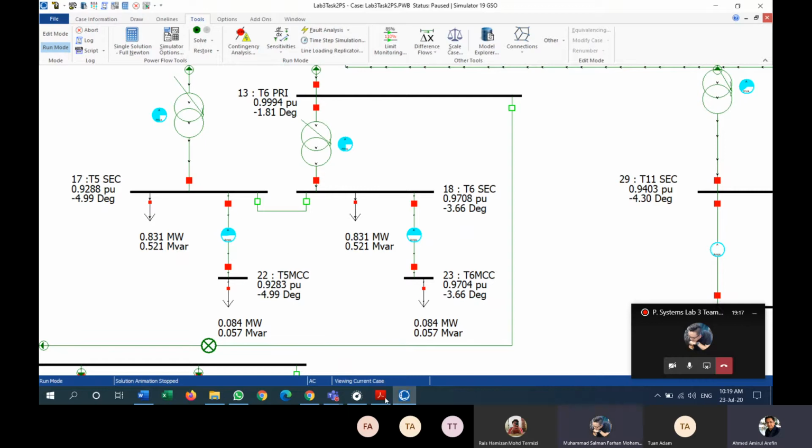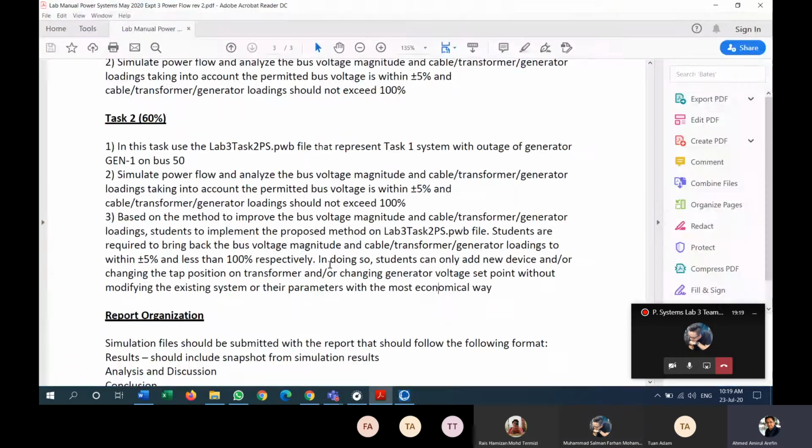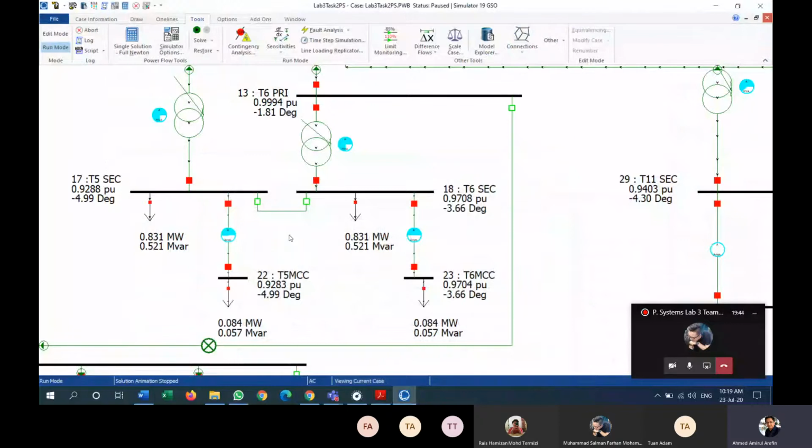Transformer. Okay, but you can see they already said what you have to do. They said that you can add a new device, and also you can change the tap position of the transformer, or you can change the generator voltage set point. So the answer is already there. These three lines are the answer. You have to understand all those things.